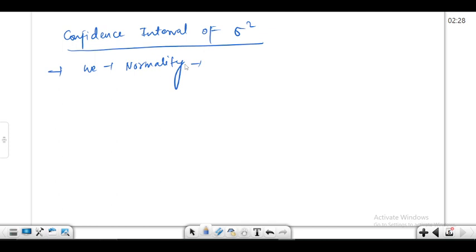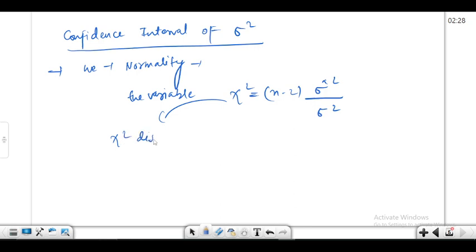So under this assumption, the variable chi square, which is defined by n minus 2, which is the degree of freedom, times sigma hat square upon sigma square, follows a chi-square distribution. So this is given, or you should remember this.